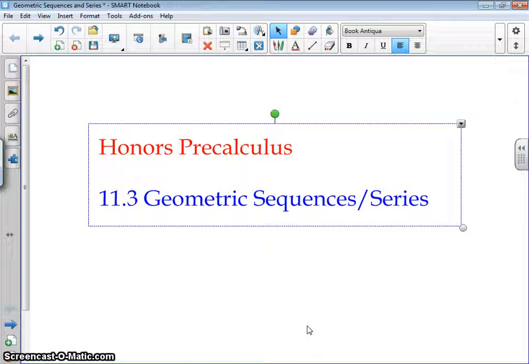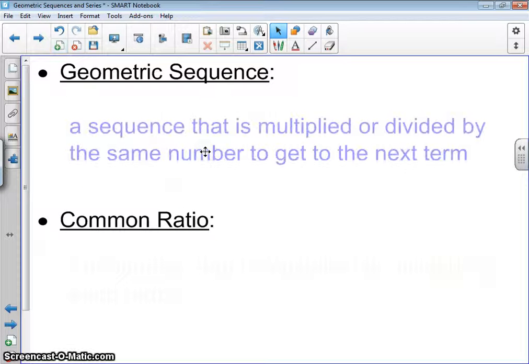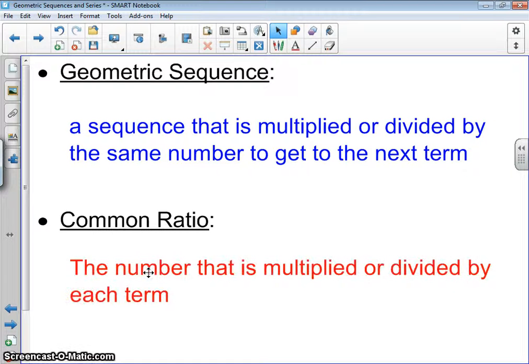So the second type of sequences and series that we're going to look at are geometric sequences and series. We're going to look in this video at geometric sequences, and in the next video we'll look at geometric series. A geometric sequence is just a sequence that is multiplied or divided by the same number to get the next term. Arithmetic was when we added or subtracted between terms, and now geometric is multiplying or dividing between terms. The common ratio is just the number that is multiplied or divided by each term, and this is represented with r equals whatever that number is.